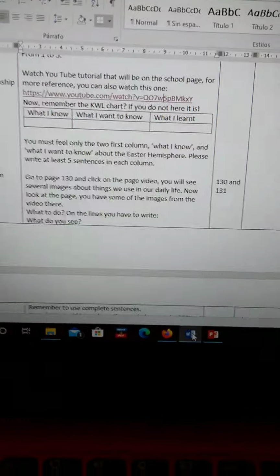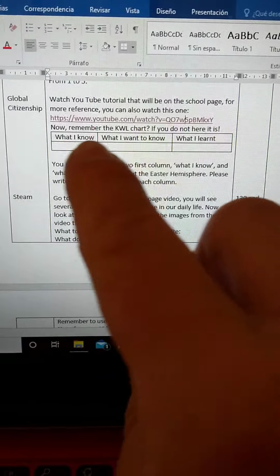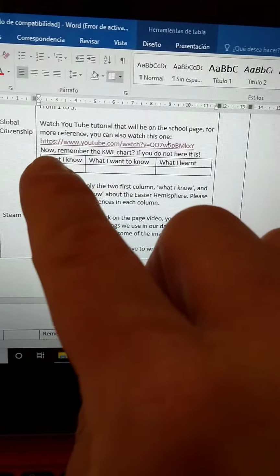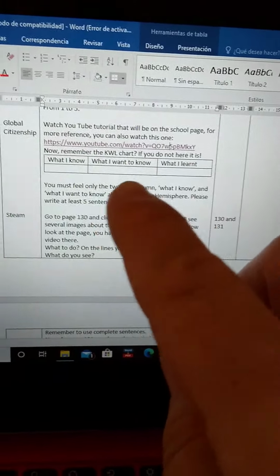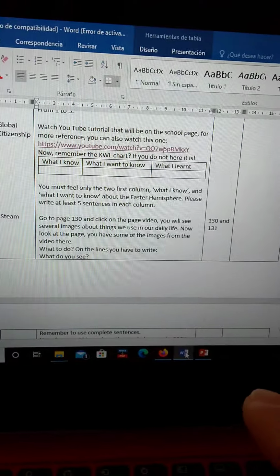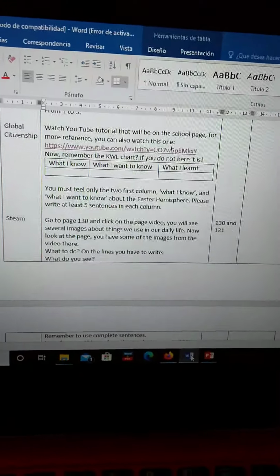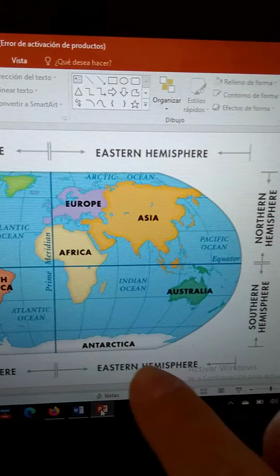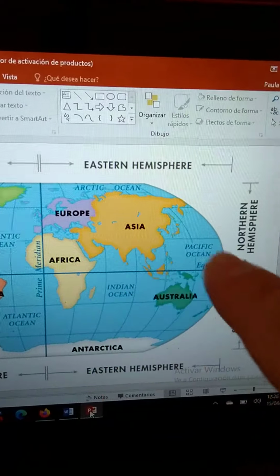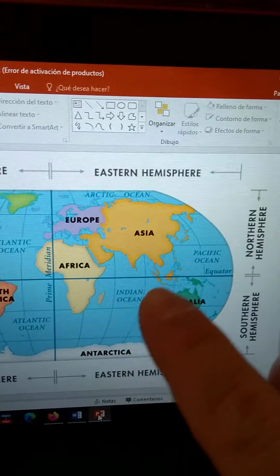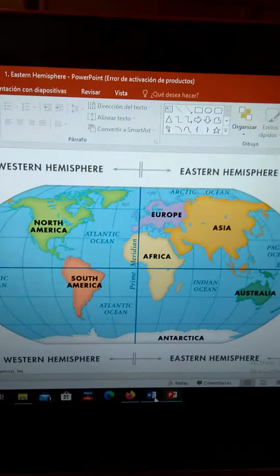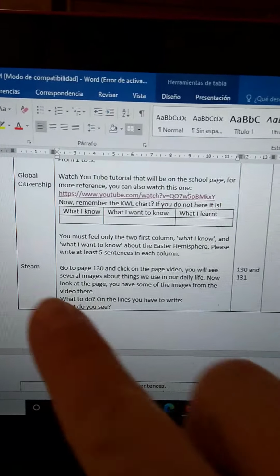Okay, so we're going to do the KWL chart, remember it? This chart you copy on the spare pages. In case you don't have the book, you copy it on your notebook. The title is Eastern Hemisphere. So, taking into account that the Eastern Hemisphere is this part, Europe, Africa, Asia, Australia, Indian Ocean, Pacific Ocean, Arctic Ocean. What do you know about it?